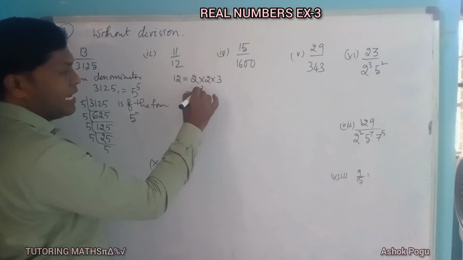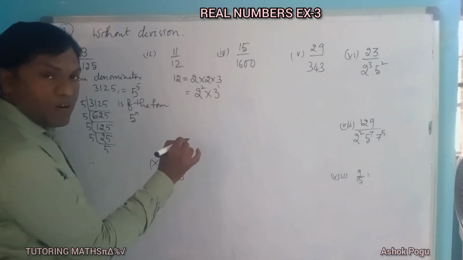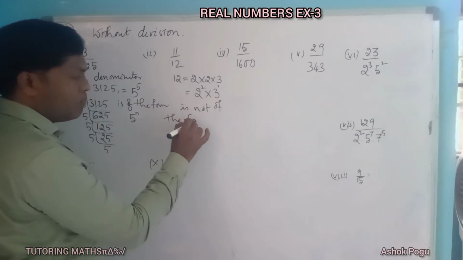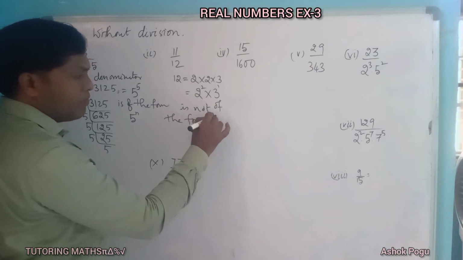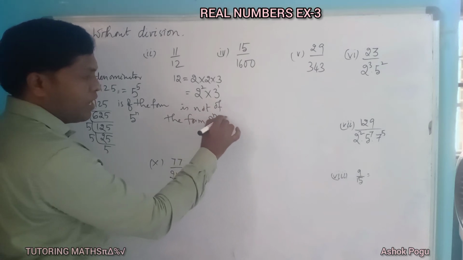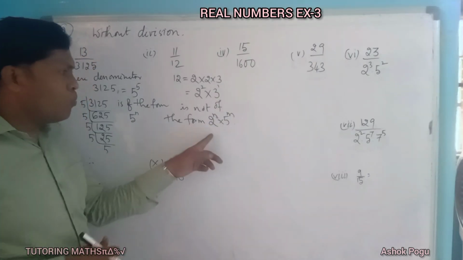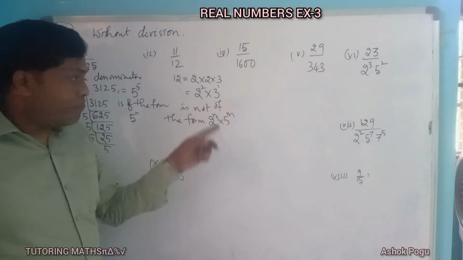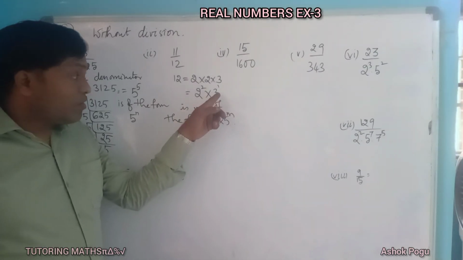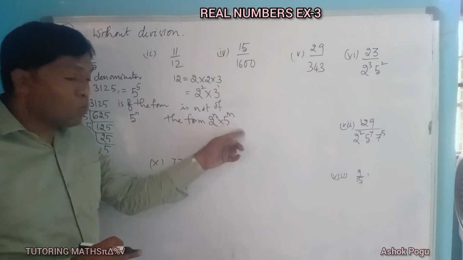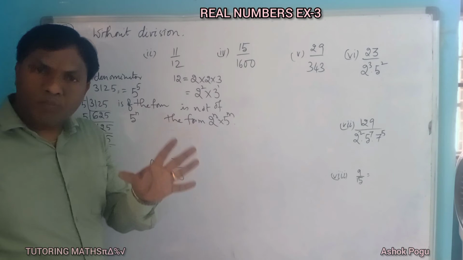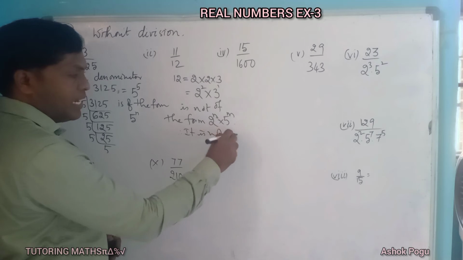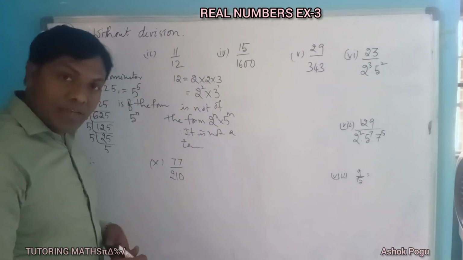It is expressed as 2 square and 3 to the power of 1. It is not of the form 2 power n into 5 power m, because we have not got 5 but we have got 3. So when you get factors other than 2 and 5 in the denominator, it will not be a terminating decimal. Therefore, it is not a terminating decimal. You can write the answer.